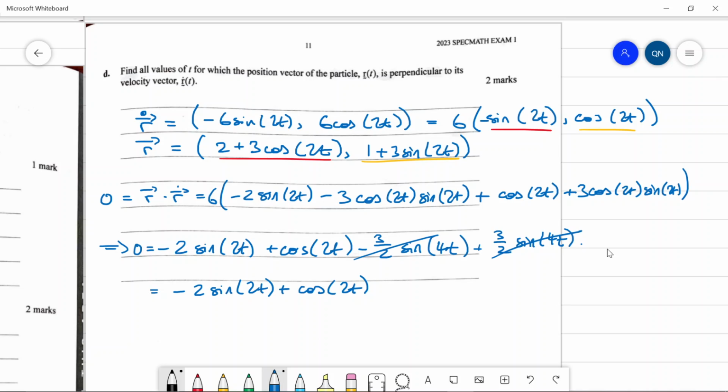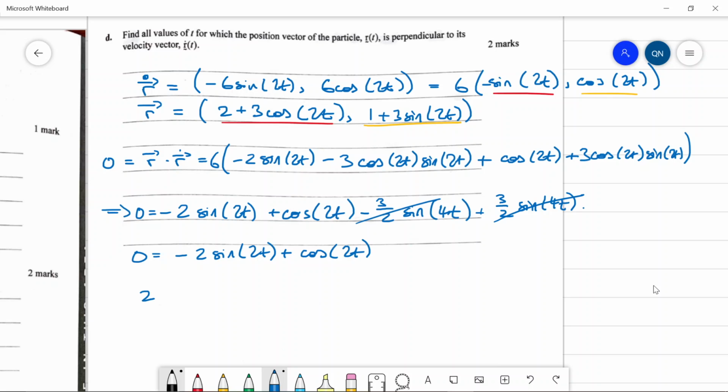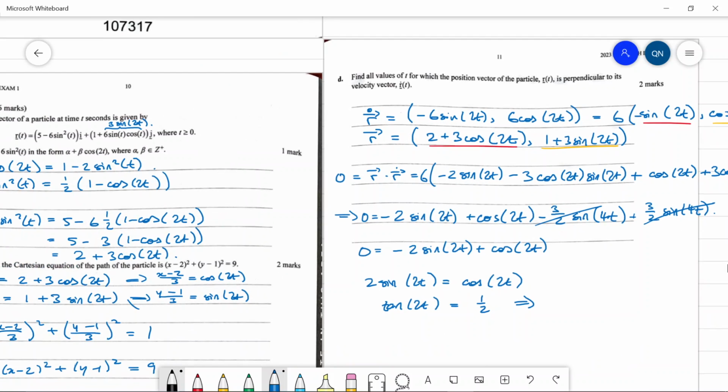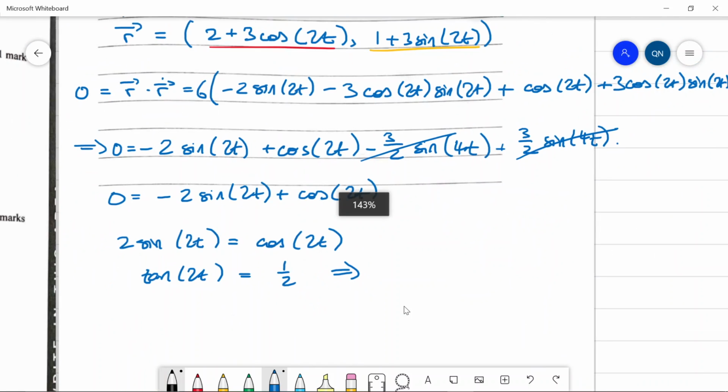So cancel, cancel. And we're left with a 0 over here, so we can just solve this, and this turns into some trig equation with a tangent or the cotangent or something. So we have 2 times the sine of 2t equal to the cosine of 2t. Okay, so we have tangent of 2t is equal to 1/2. Is there a restriction on t? So t is greater than 0. Right, so we want to find all values of t for which this occurs. So that's a bit funny. T is equal to 1/2. I probably did something wrong though. I don't know.